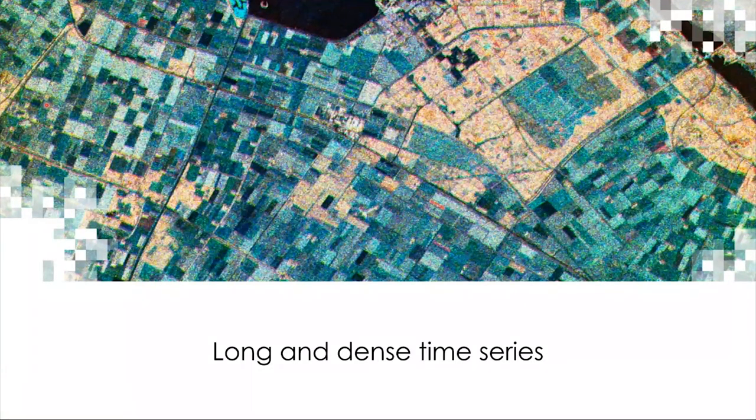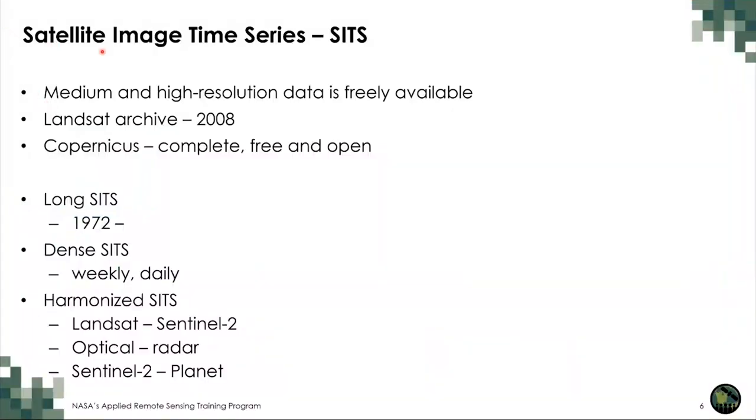Okay, so we have long and dense time series. Satellite image time series, or SITS as it is abbreviated, and you will see this a lot, are available for the last 50 years. Medium and high resolution data is available freely. What does it mean, medium and high resolution data? High resolution data is the data that is available at 10 meter resolution, so basically Landsat and Sentinel resolution data.